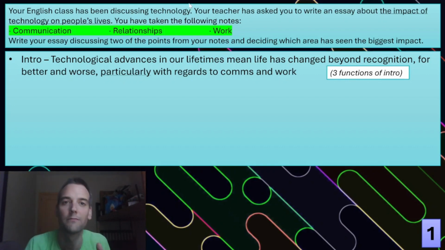We are not talking about how fun technology is. That's not really the question, is it? It's about the impact of technology in people's lives. So you need to show that. And I do in my first sentence. In our lifetime, technology has changed everything beyond recognition. You understand the topic. Then the second thing I'm going to do is make sure I explain what I'm going to talk about in my essay. In this case, particularly with regards to communications and work. Those are the two that I've chosen to talk about.